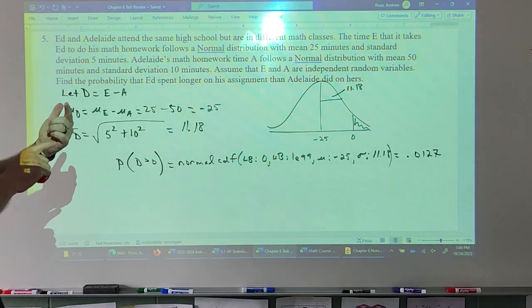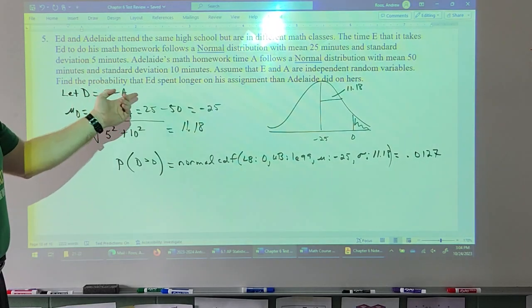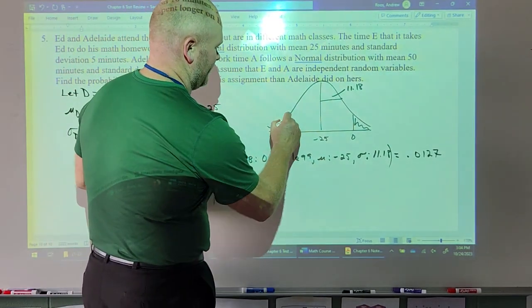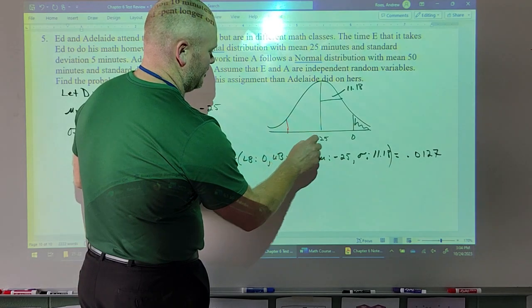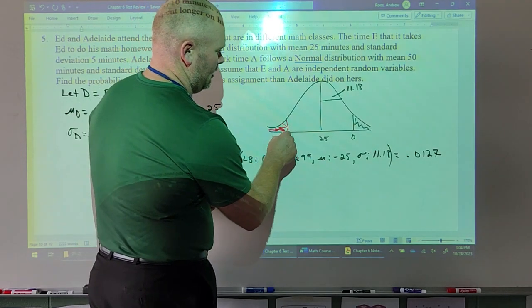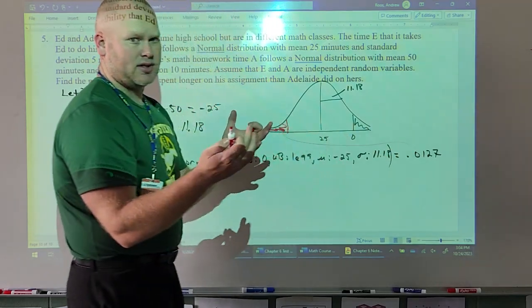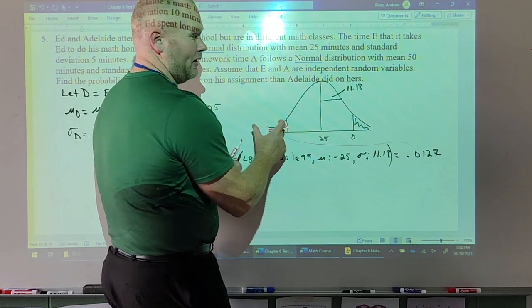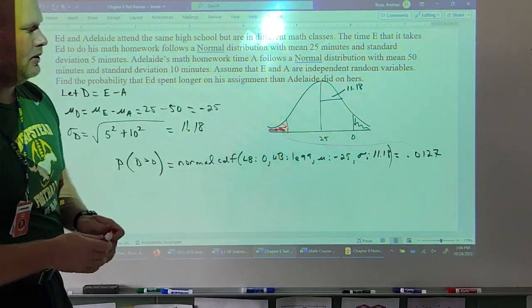I believe I just did this slightly different than on my answer key. I think on my answer key I did A minus E, so you got a positive mean. And then we were finding the probability less than 0. But either way you set it up, you should get the same probability, because one way you're finding the high tail, one way you're finding the low tail, which is the same probability.